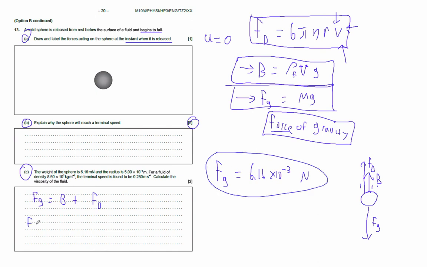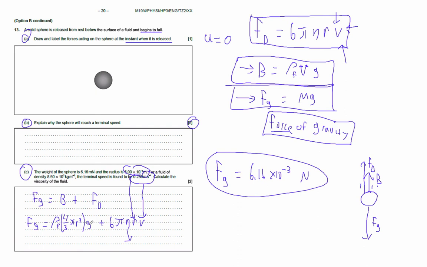We'll go force of gravity is equal to, and then our buoyant force will be rho of the fluid times 4/3 pi r cubed times g, and then plus the drag force, which is 6 pi nu r v. Is that nu? I can't remember. So here's our velocity, we're going to plug that in. This is our radius, plug that in there. Nu is, of course, what we're trying to solve for.